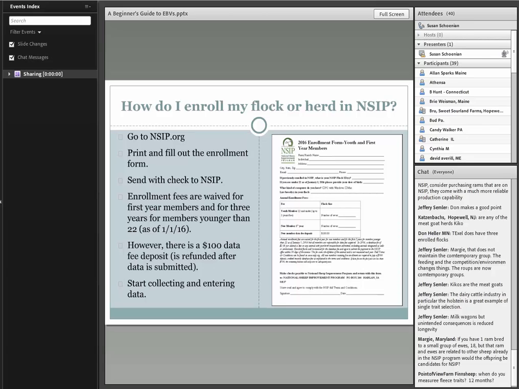So you go on the website, you print out this form, you fill it out, and you send it in to NSIP. The first year enrollment fee is waived for first-time members and for younger people. If they're under 22 as of January 1st, then they get free enrollment for 3 years. You still have to write a check, even though the first year is free. They don't want people enrolling and then never entering data, so they have you write a check, and then as you enter data, that $100 counts against your data cost. Then you'll hear from LAMBPLAN or Australian Genetics and NSIP, and you'll start collecting and entering data.